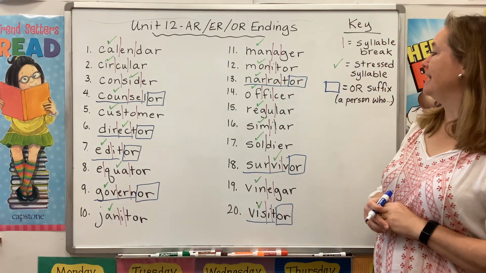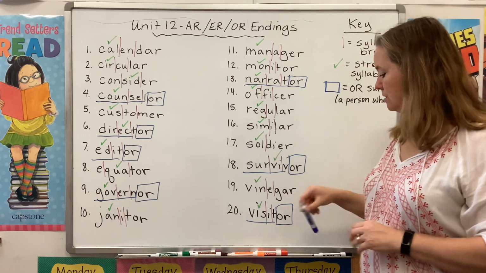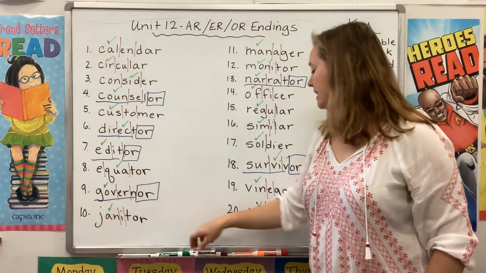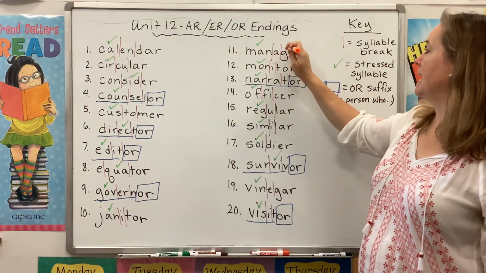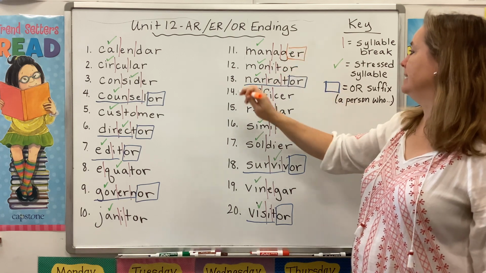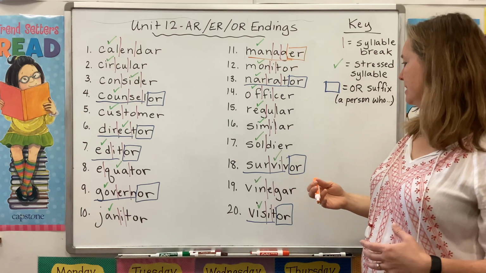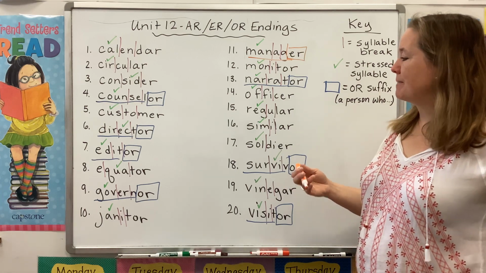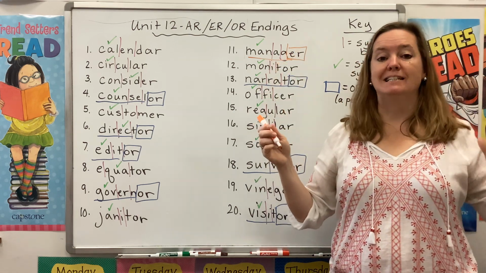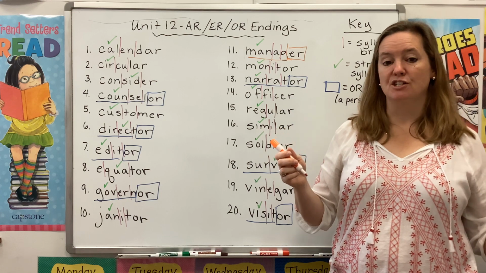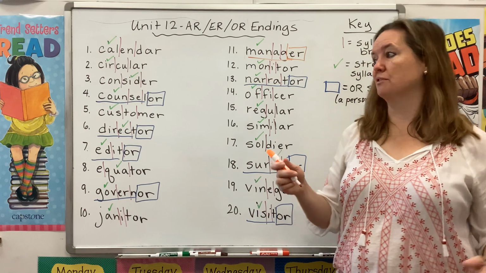Okay? Now, we can also use the ER suffix to do the same thing. So for instance, a manager is a person who manages a company or manages a business. I don't see any other examples here, but you're probably more familiar with this. A teacher is a person who teaches. A baker is a person who bakes. A preacher is a person who preaches.